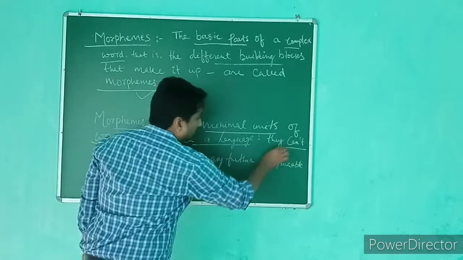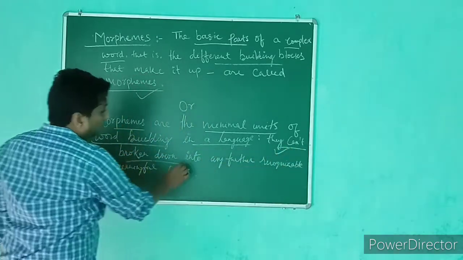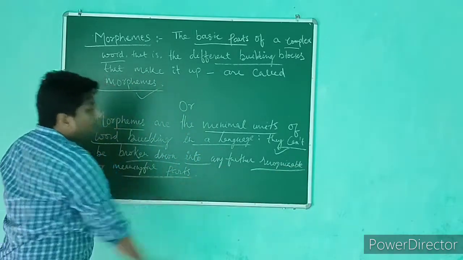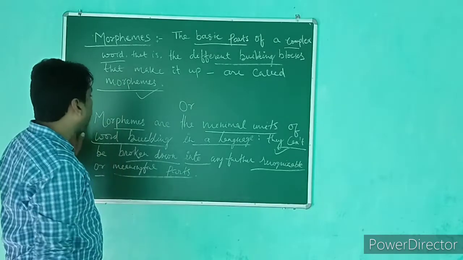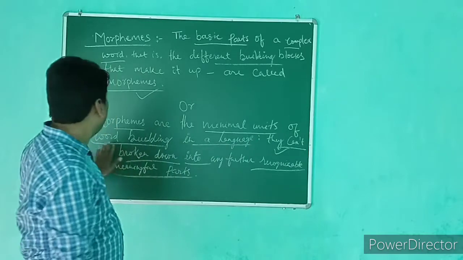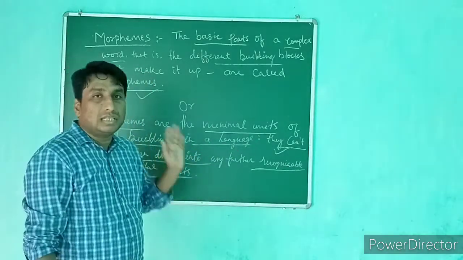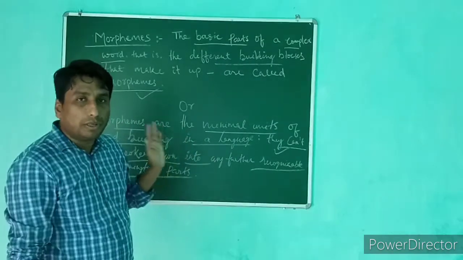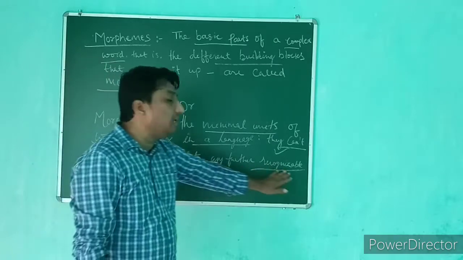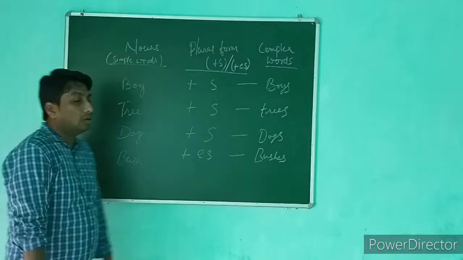You have to keep in mind that they cannot be broken down into any further recognizable or meaningful parts, right? So what are morphemes? Morphemes are the minimal units of word building in a language. In any language, morphemes constitute the minimal possible units, and they cannot be broken down into any further recognizable or meaningful parts.